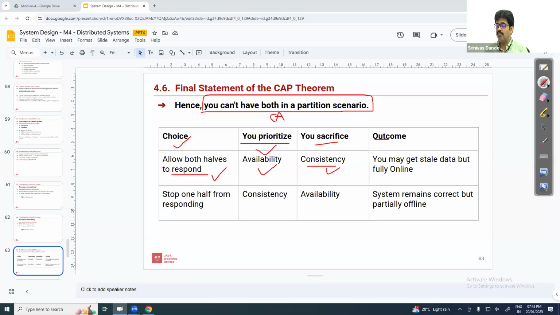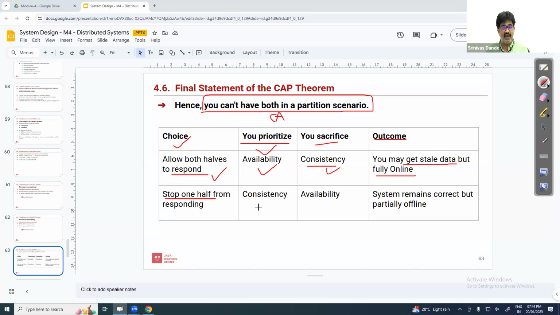What is the outcome? You may get stale data, but your system is fully online. The system is fully online, fully available, highly available, but you will get stale data. Stop one half from responding. One half means, in our example, B is not responding. Why is B not responding? Because B has stale data.